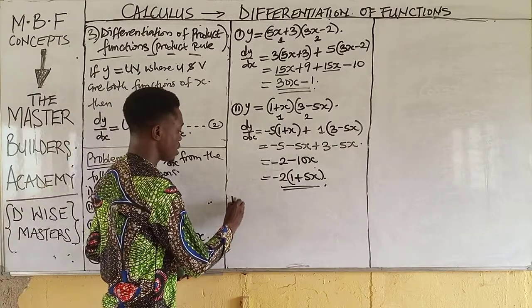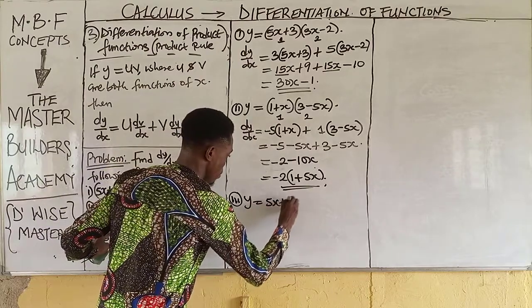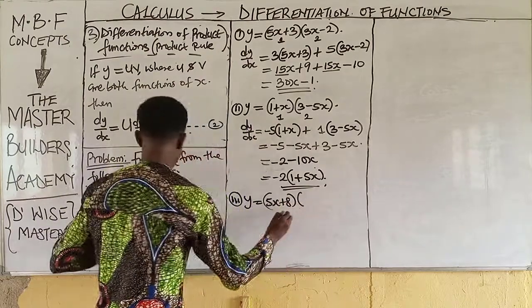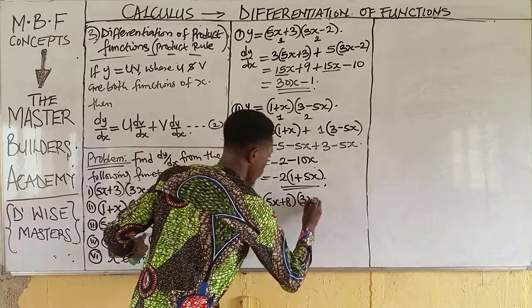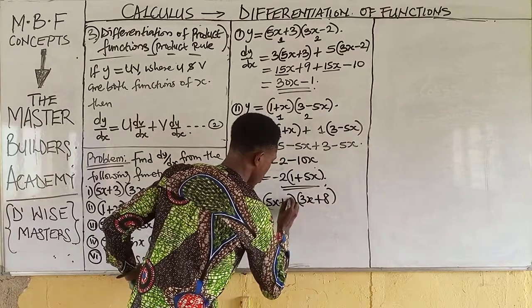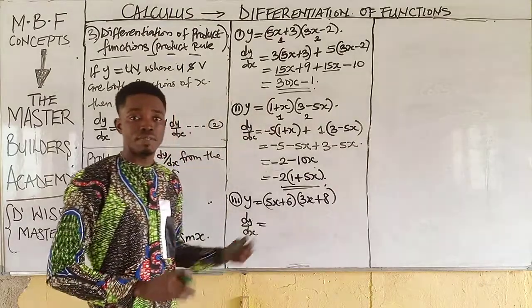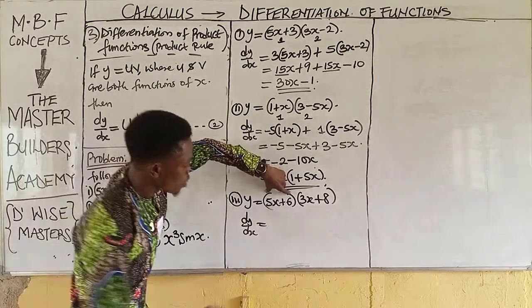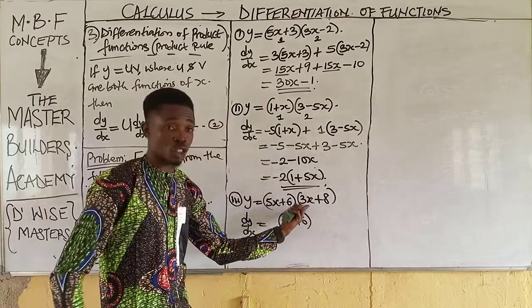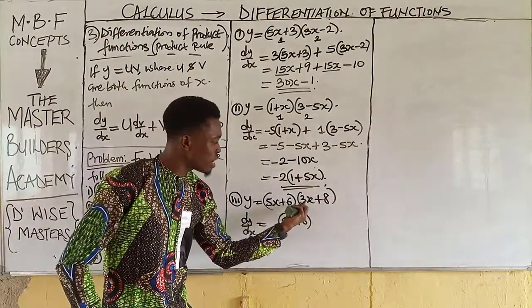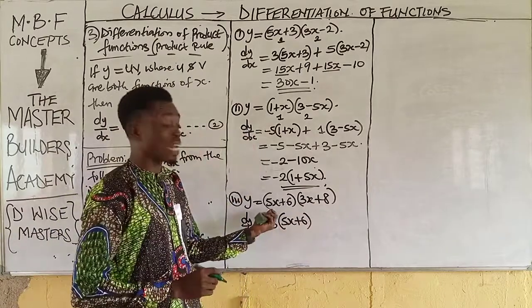Alright? Now we have number 3. We have that y is equal to 5x plus 6 multiplied by 3x plus 8. All we need to do, the dy over dx, is to identify the first function. Now this is the first function. So put down the first function, differentiate the second function. Now the second function is 3x plus 8, and when we differentiate 3x, we have 3. When we differentiate 8, we have 0. Then we put down 3 to multiply the first function.